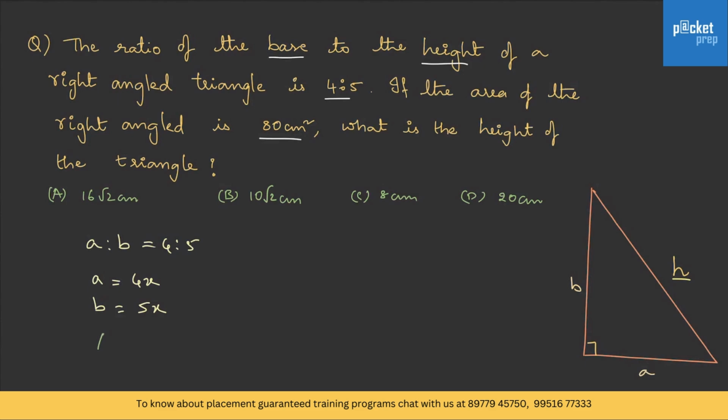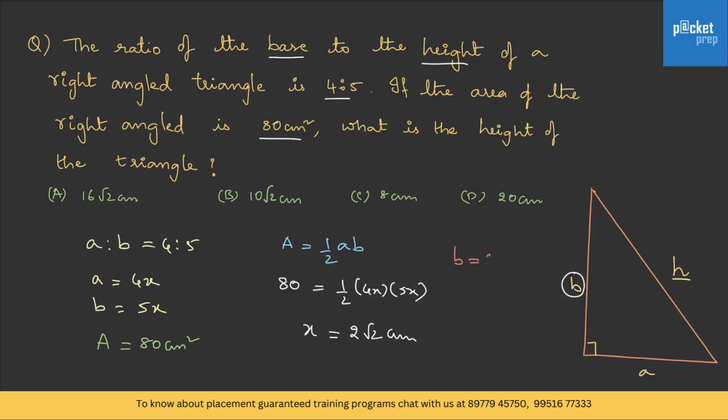Apart from that, they have given the area as 80 centimeter square. We already know area is half base into height, so half AB. So when I substitute the values, this is 80 equals half 4x into 5x. By solving, we get x as 2 root 2 centimeters. But that is not the answer. They are asking the height, where height is b. So b is 5x, that is 5 times 2 root 2, and that is 10 root 2 centimeters.